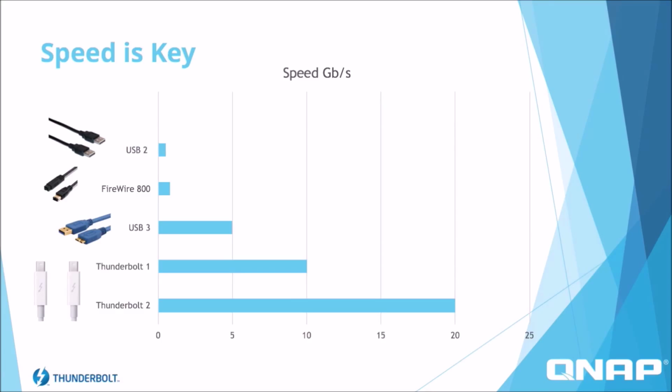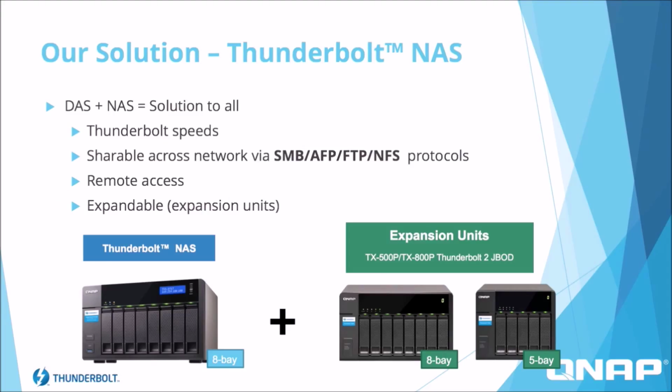Our solution, Thunderbolt NAS. It's a DAS plus a NAS solution all in one. It has Thunderbolt speeds, shareable across networks via SMB, AFP, FTP, NFS protocols, remote access, and expandable with our expansion units. And as you can see here below, we have the QNAP Thunderbolt NAS plus additional expansion units, basically JBODs, to add more hard drives and more hard disk capacity.